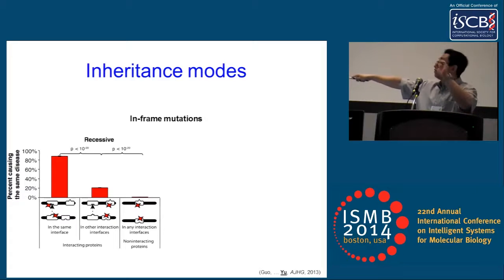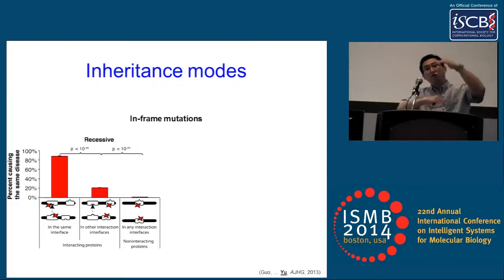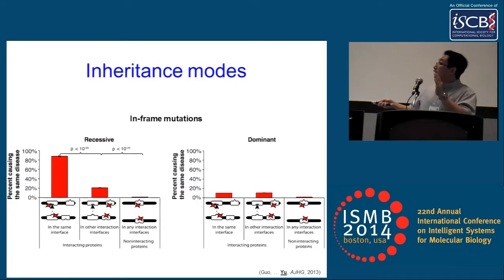For the recessive in-frame mutations, close to 90% of them, if they're on the corresponding binding interface of two interacting proteins, will cause the same disease, versus if they're somewhere else on the same interacting proteins. And that is great predictive power, right? And we're not even doing any learning here. This is raw data. So we're very happy about this. And surprisingly, when we look at dominant in-frame mutations, we found, very surprisingly, that guilt by association actually doesn't really apply at all. You don't see much power here.